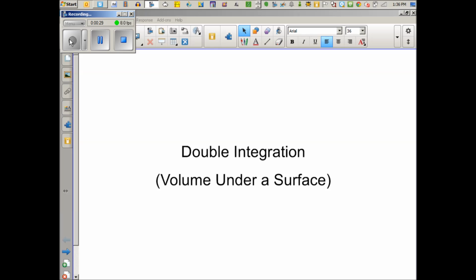On Tuesday, when I do the second lesson for this, it will be the other way around. Integration will be the easy part. The boundaries will be the tricky part. All right, so we kind of need to just start with our objective.